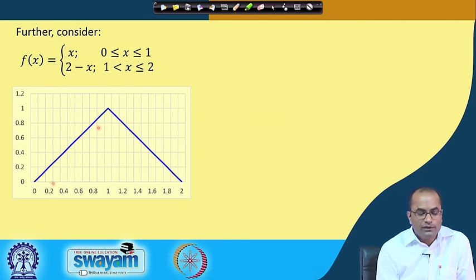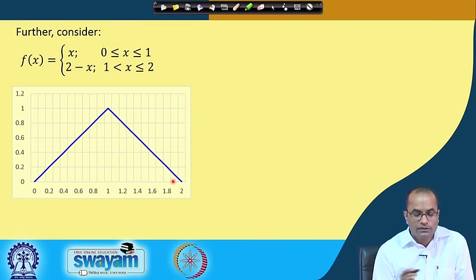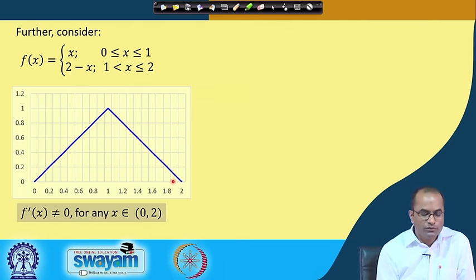And in this case we are not getting any point between 0 and 1 where the function is taking, or the derivative is vanishing. So, in this situation f prime x is not equal to 0 at any point in the given interval.